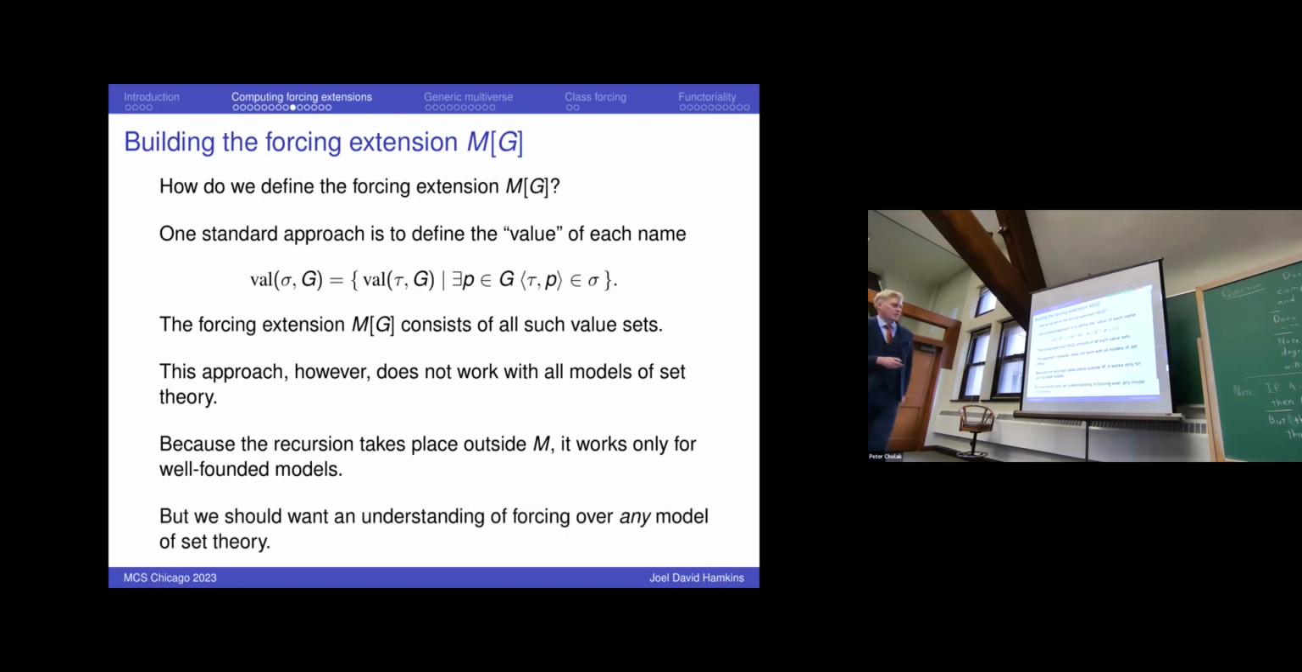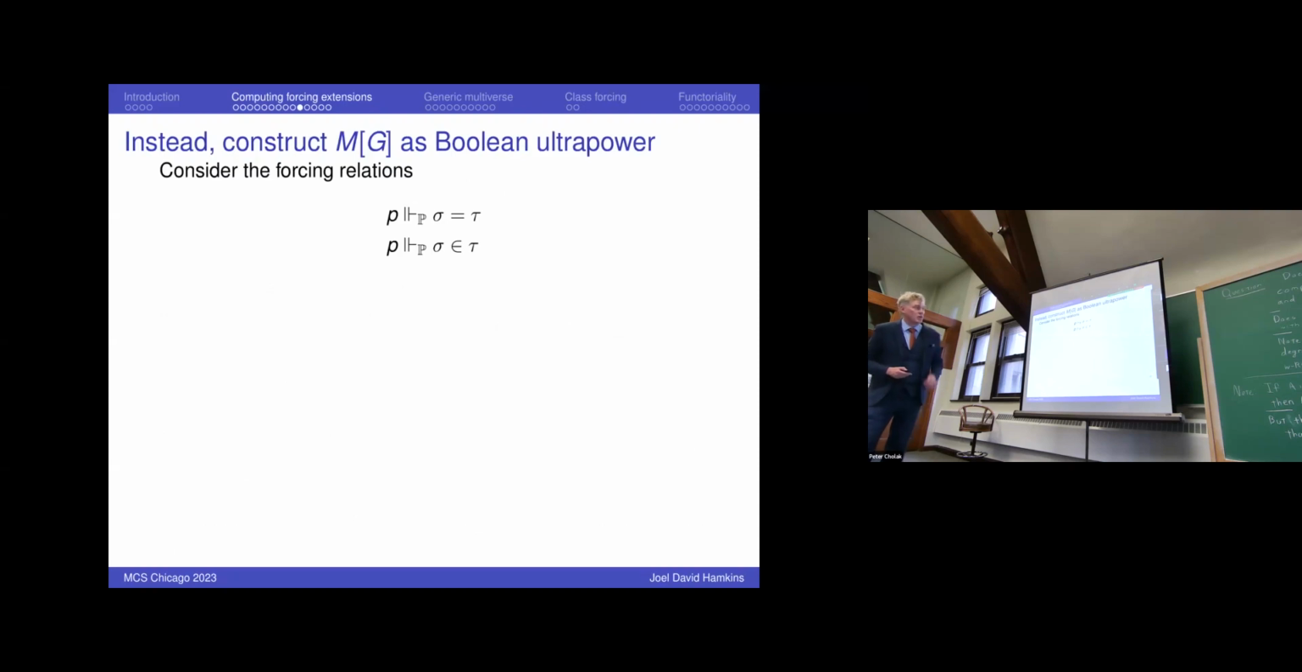So I want to understand the forcing over any model of set theory, because we're using them as oracles, over any countable model of set theory, including the ill-founded models. So let's construct the forcing extension instead as a Boolean ultrapower. This is a method that goes back to Vopenka in the earliest days of forcing.